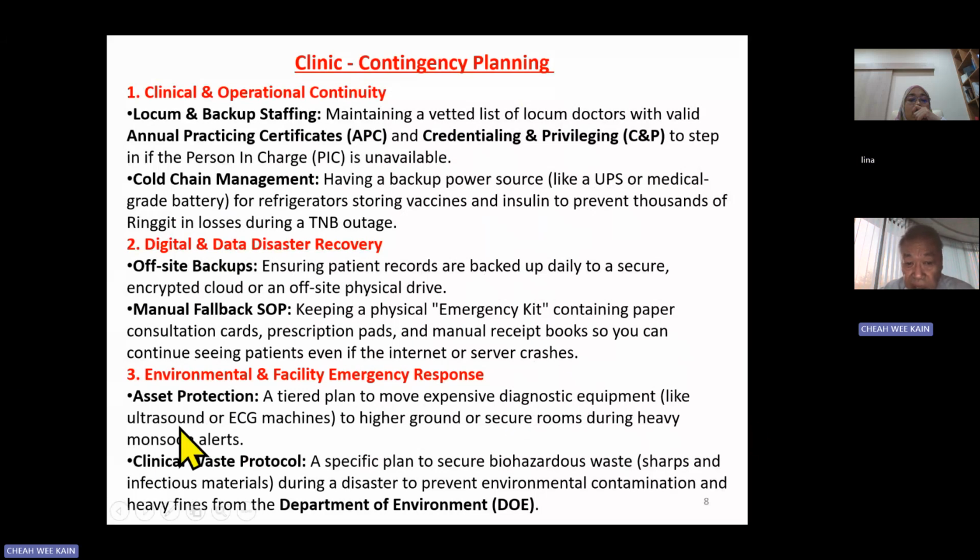I don't know whether you got this kind of thing or not. These are very expensive, right? You have ECG, you have ultrasound, but it's also quite expensive. You may have to raise up the roof, not the floor, and put it just in case the water comes in, because these are not going to be cheap.